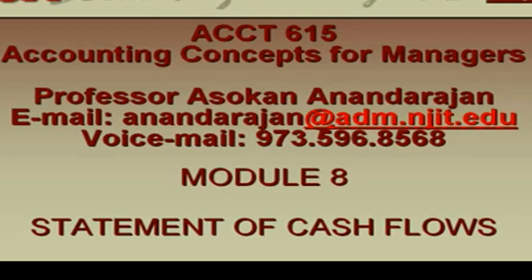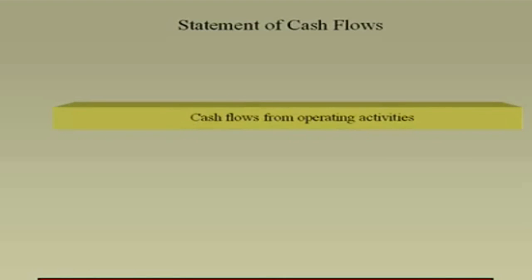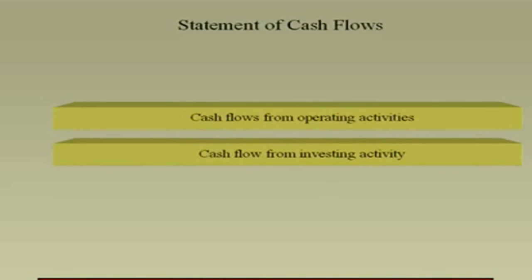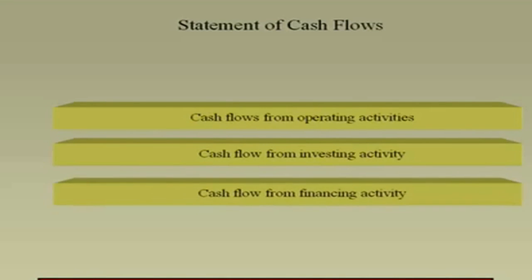This statement analyzes inflow and outflow of cash to a company in three categories. These categories are cash flows from operating activities, cash flows from investing activity, and cash flow from financing activity. When you add up the cash from the three different categories, you get the total cash for the period. You add it to the balance at the beginning of the period, and you get the ending cash balance for the company.